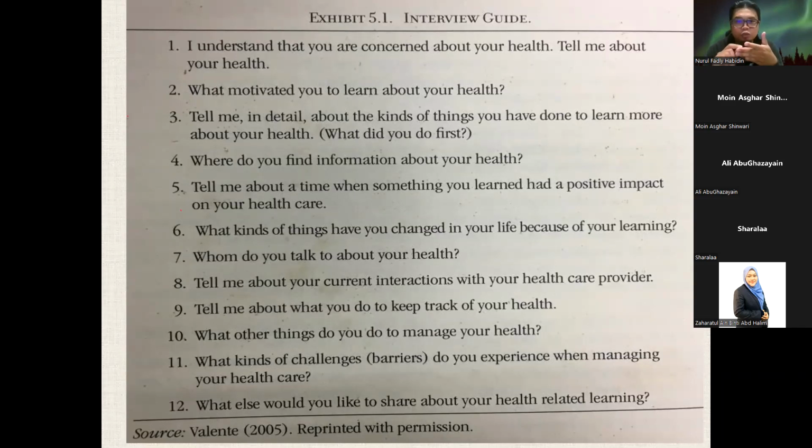Question number 2 belongs to research question number 1. Let's say you have 3 research questions. You need to identify which question is purposely asked in order to answer research question number 1, research question number 2, and research question number 3.